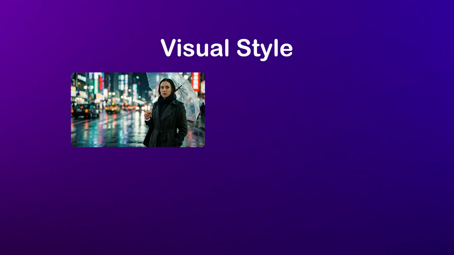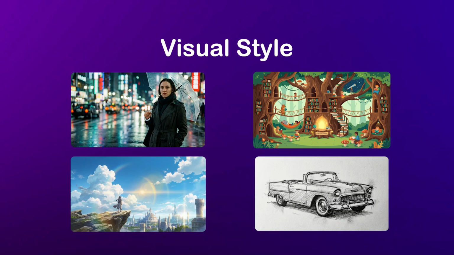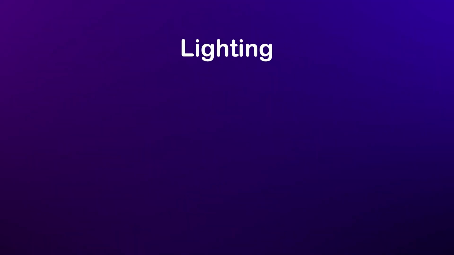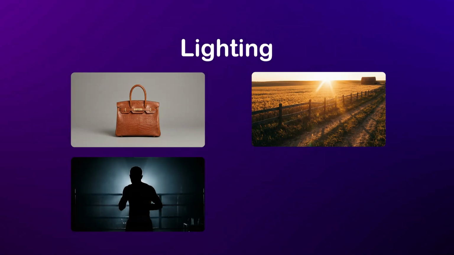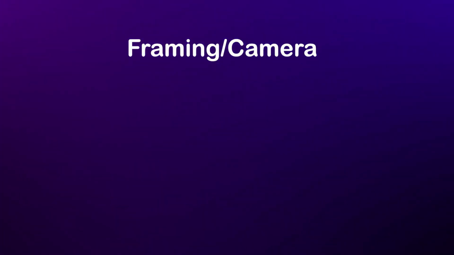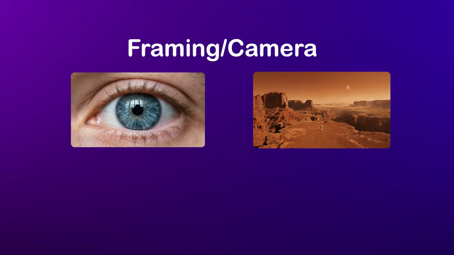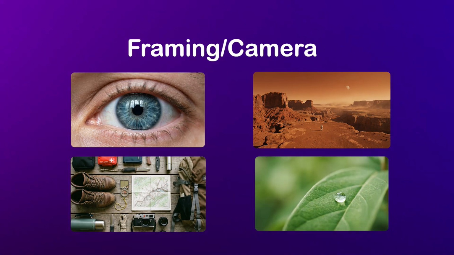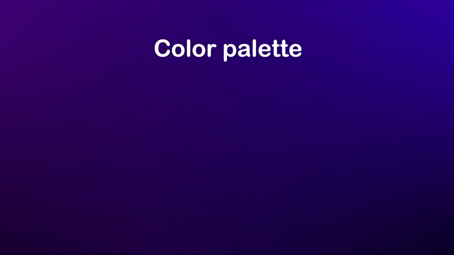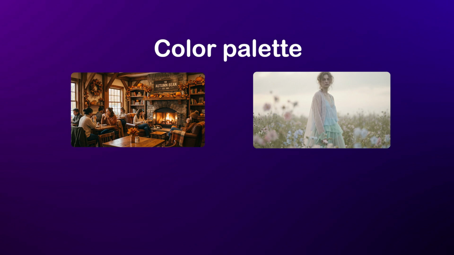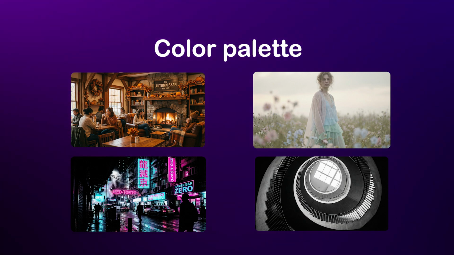Block 3. Visual language. Visual style. Is it photography or illustration or anime or a sketch? Next one. Lighting. Soft studio or golden hour or rim light or dramatic shadows. The next one. Framing or camera. Is the photo taken in close-up or is it a wide shot, top-down or shallow depth of field? And finally, color palette. Does the photo have warm tones or muted pastels or high contrast or is it monochrome? This gives you repeatability. No need for you to tell the artist names. Just describe the look you want.